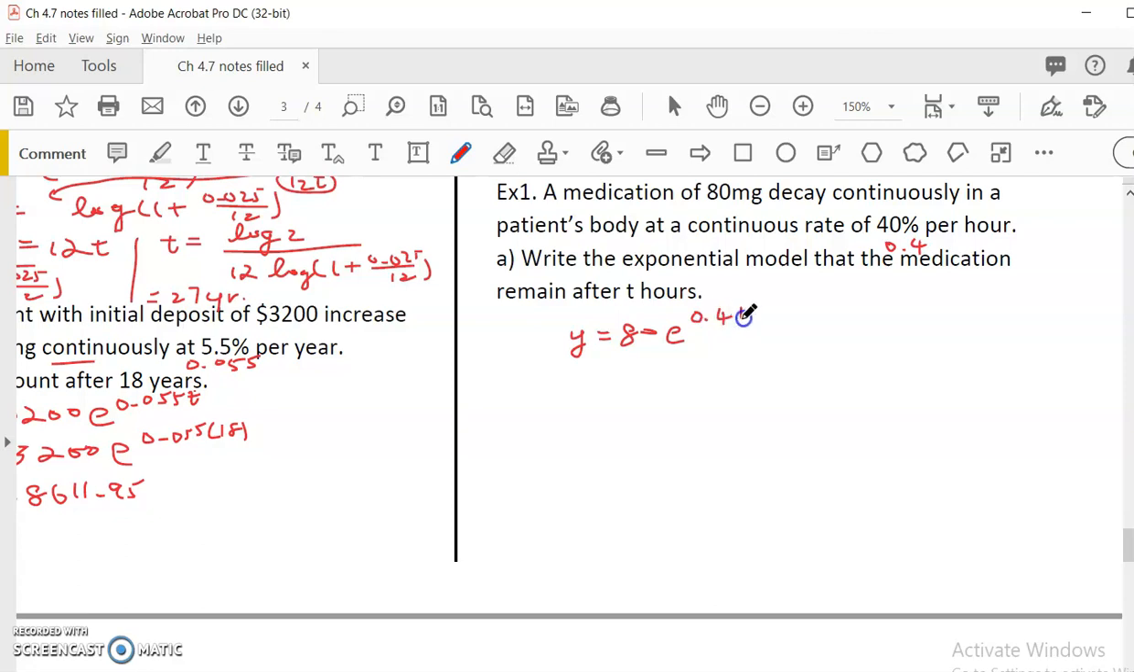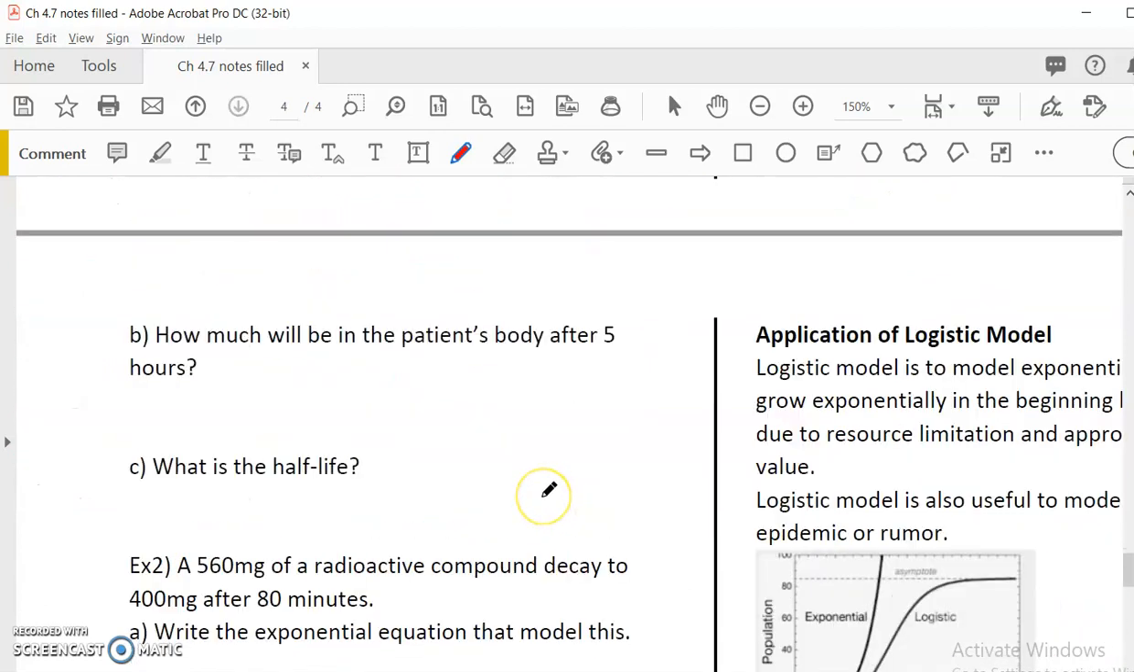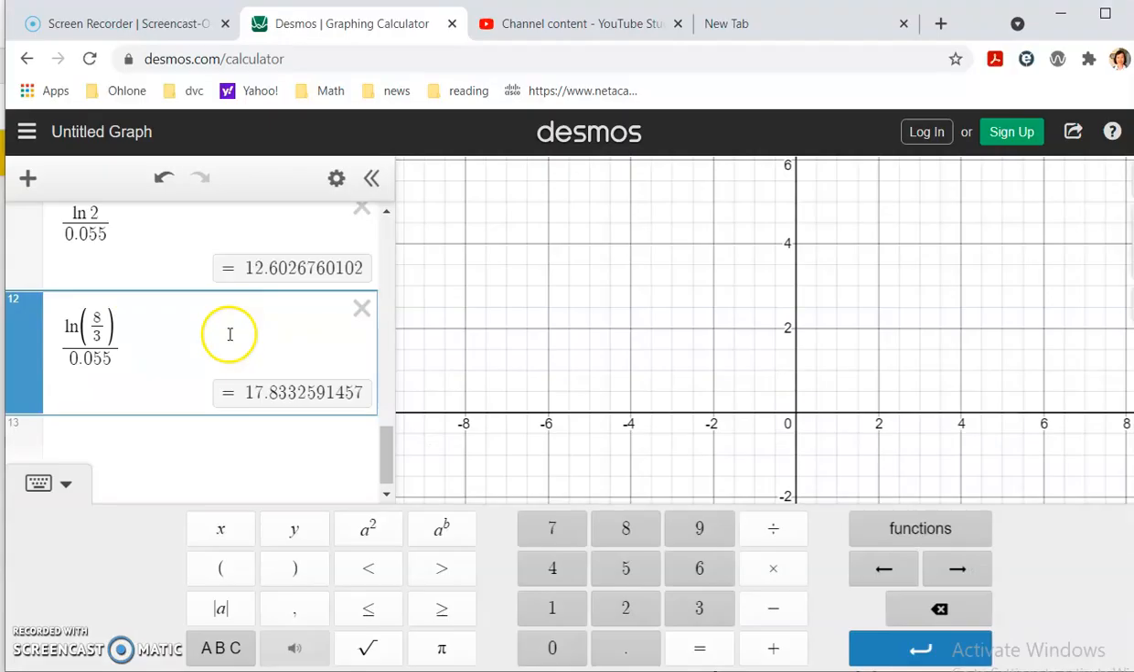0.4 T, where T is in hours. So T, remember, is hours. So this is the model. Okay, and then what is the second thing? How much would it be in the patient's body after 5 hours? After 5 hours it will be 80 e to the 0.4 times 5. So that would be the amount. This is just a plug-in, right?